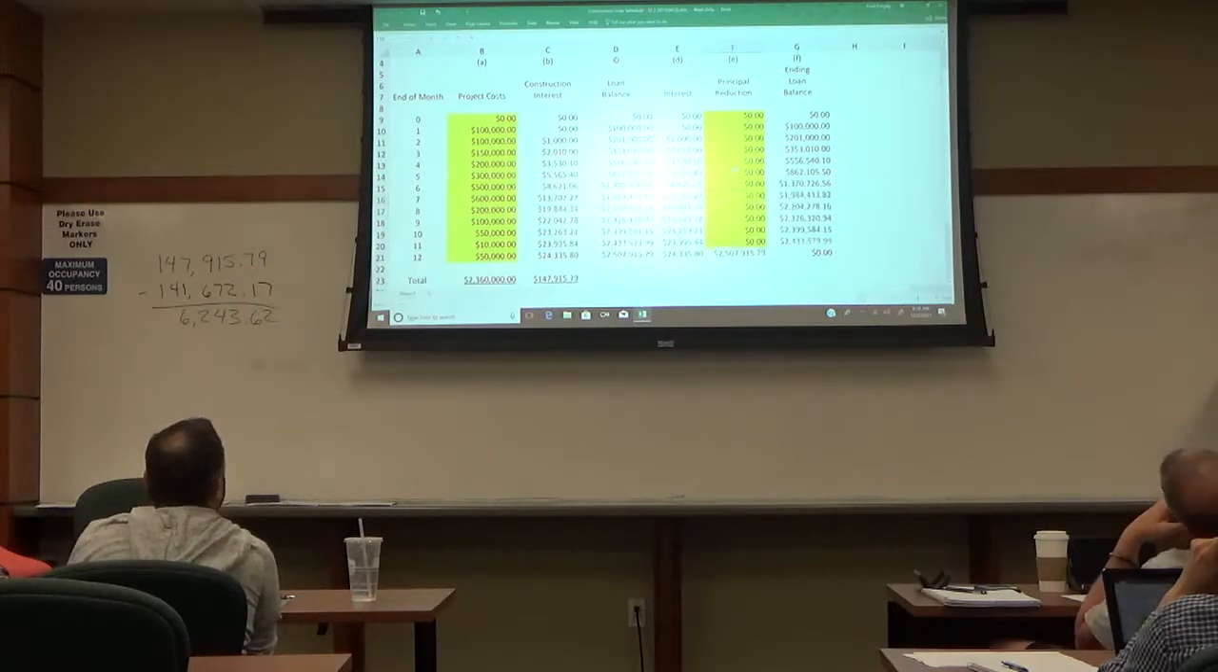Good. All right. Other thoughts, questions, observations on this? You got the property. Are there any instances in this table where the construction interest and the interest are going to be different?